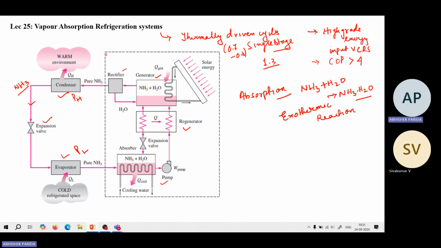Thus, it will generate heat. So the heat that is generated, you can find out that the water is used to cool this. That heat has to be taken out. Okay. Now, once this solution is formed, it is pumped.